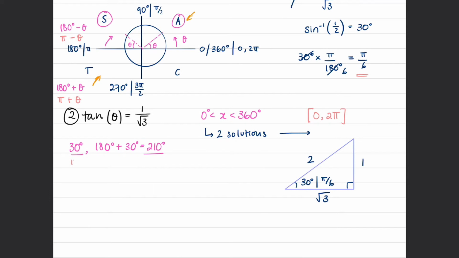In radians mode, we can do the following. We know the first angle will be pi on 6. The second angle we can find by doing pi plus pi on 6, which will give me 7 pi on 6.